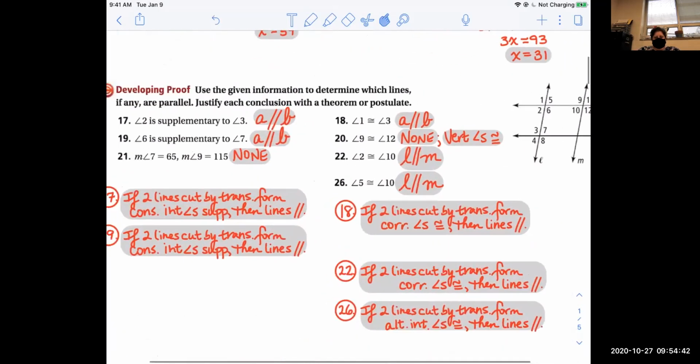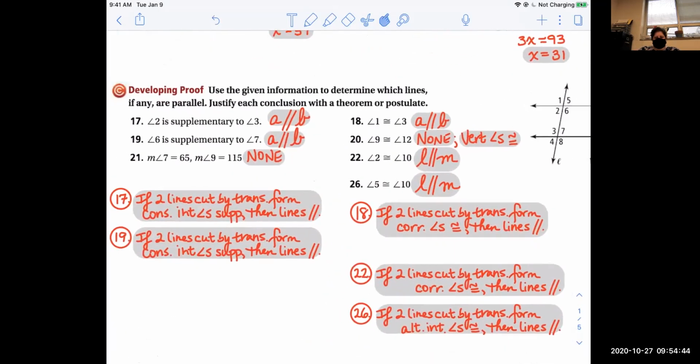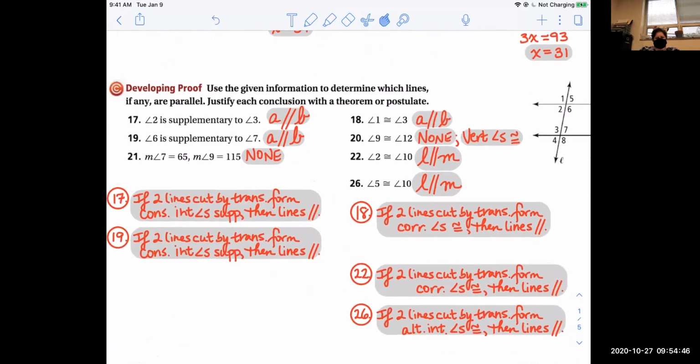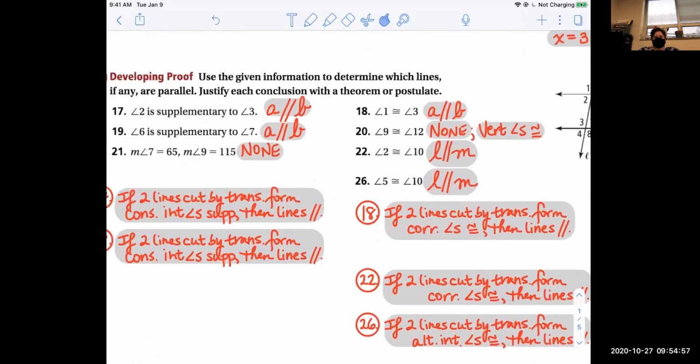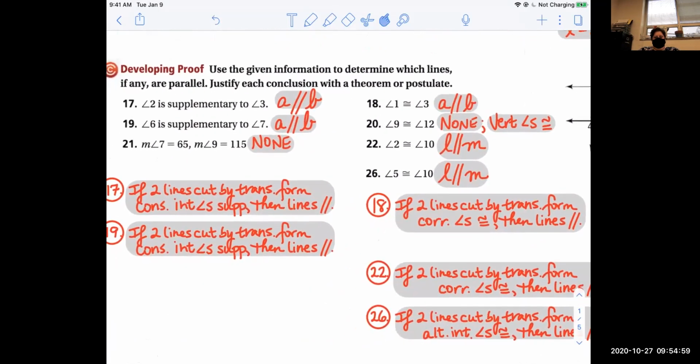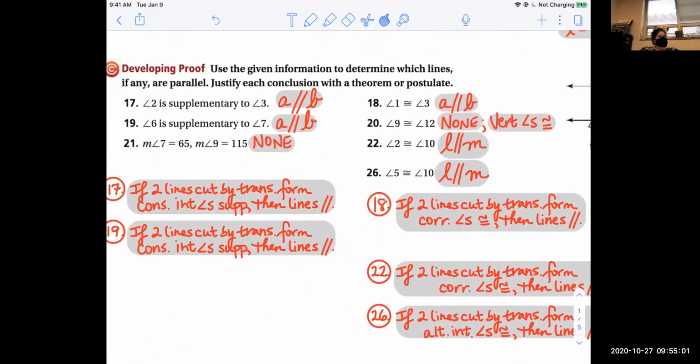Here's 17 through 20, 17 through 22, and then 26. And again, I told you I'd like you to write the theorem that explains why those lines are parallel. So there should be, for each of these, the lines that are parallel and then the reason.